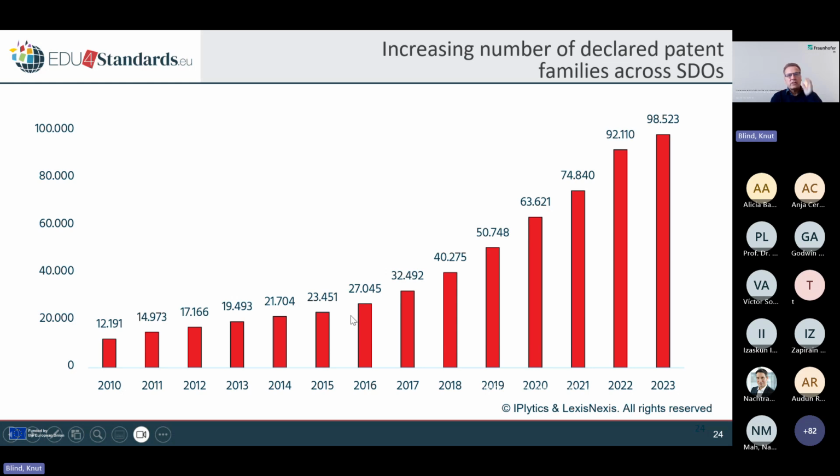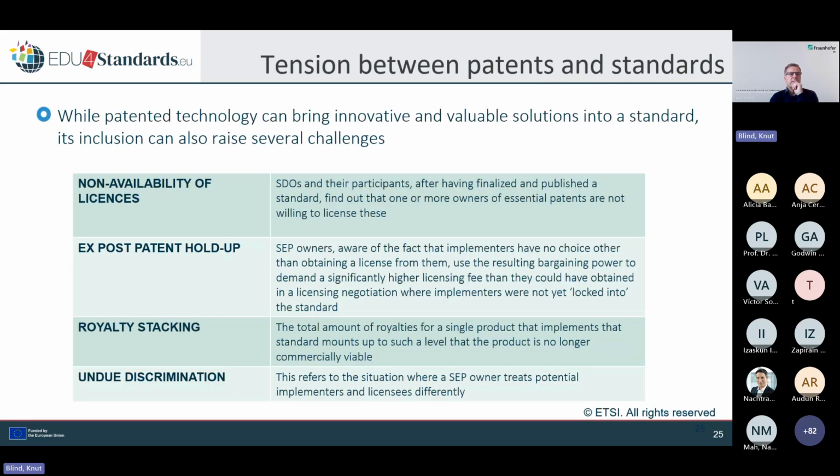Here are these numbers. You see they are growing, although what we are seeing is a little bit of saturation taking place. It means when you have these standard essential patents, there is a list of problems. I already mentioned, okay, there might be no licenses available. That means you have finished the standards, you published it, and then you find out that maybe there are some owners of essential patents which are not willing to license these patents to everybody, especially if these companies have not even been involved in the standardization process. This might be a problem.